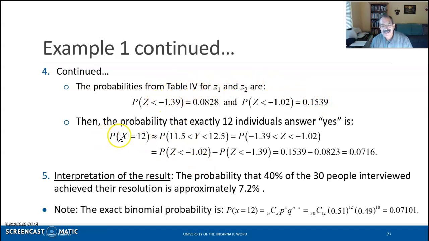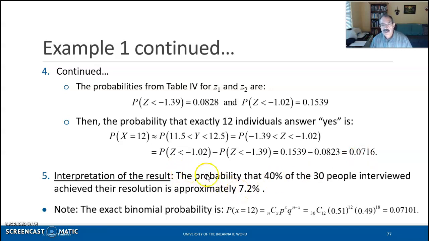Now, the probability of exactly 12 successes is approximately equal to the probability that the normal random variable is between 11.5 and 12.5, or that the standard normal random variable is between minus 1.39 and minus 1.02. If you remember, we calculate the probabilities and subtract the smaller probability from the larger probability. Then we find that the approximate probability of 12 successes is 0.0716.